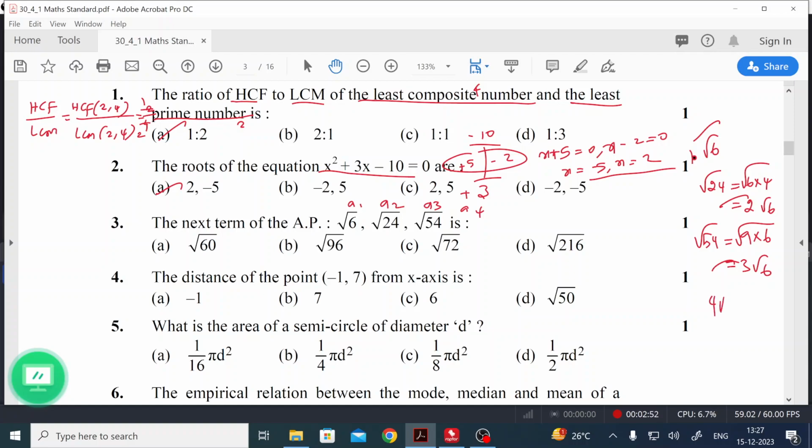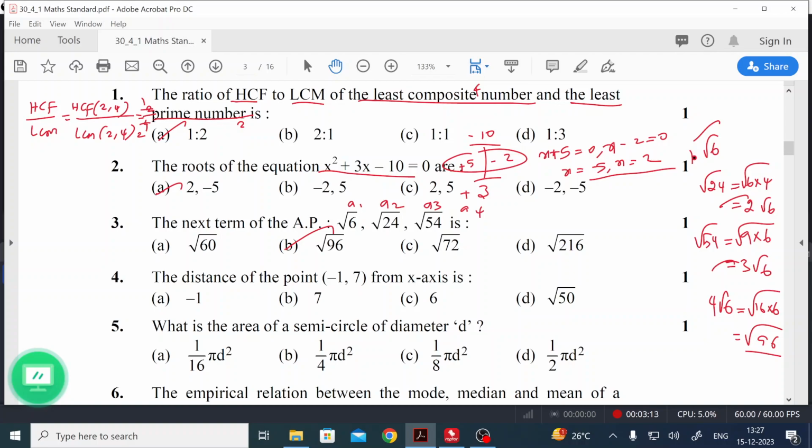Then definitely the next term will be 4 root 6. When 4 goes inside the root, it will become 16. 16 into 6, then what will it be? 6 sixes are 36, remaining 3, 6 plus 3, 96. Root 96. Do you understand? Like that you have to think.